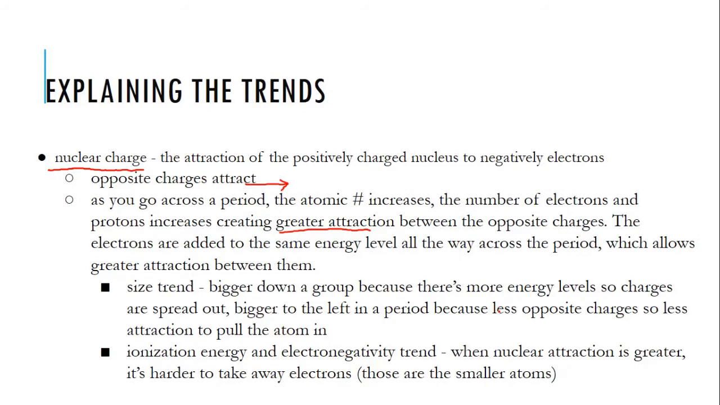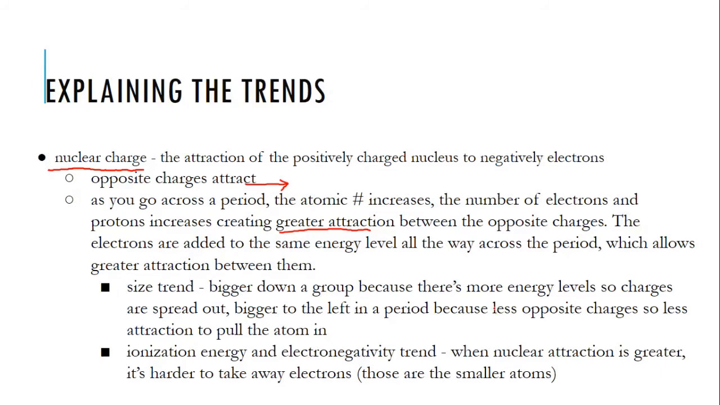For ionization and electronegativity, the reason that they're greater up and to the right is because the atoms are drawn in much more because their size is so much smaller. They have a much greater hold on those electrons.